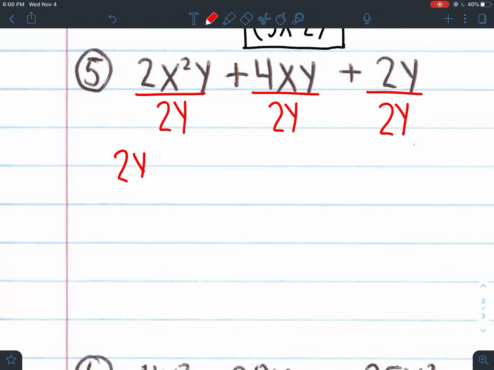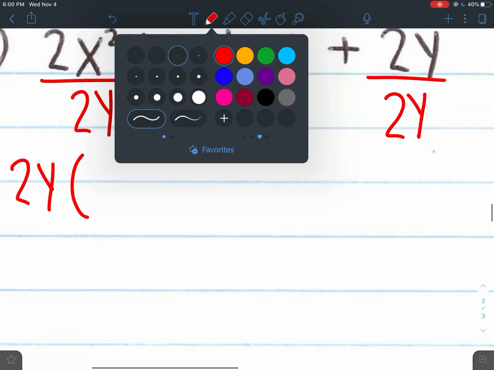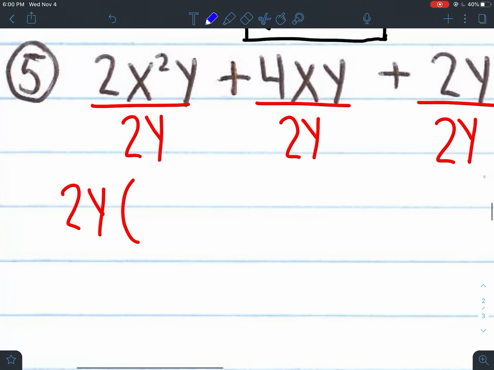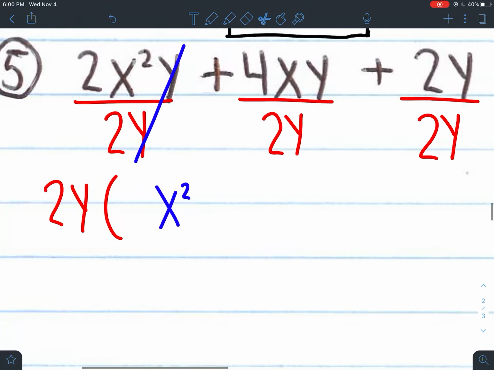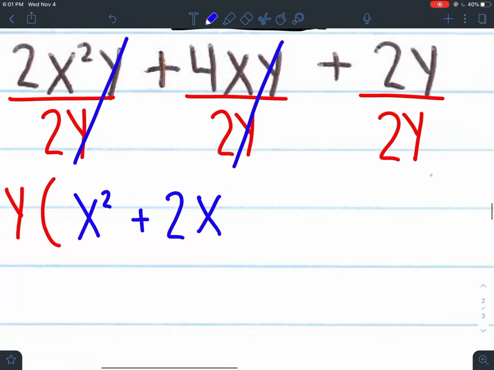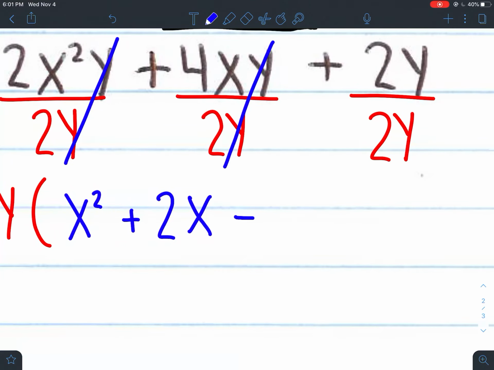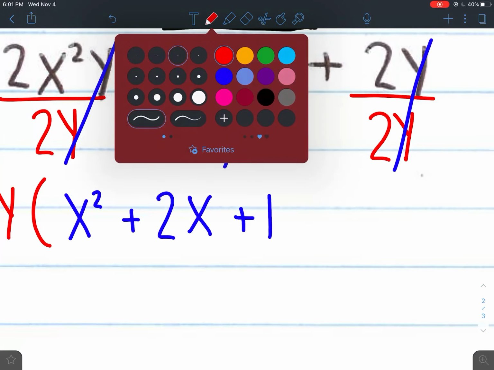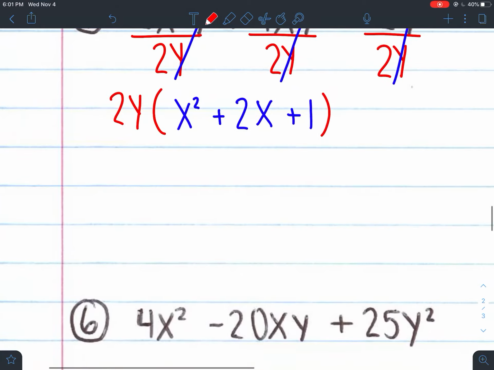Okay, so that 2y is going to go on the outside of my parentheses, and on the inside of my parentheses is my leftover. 2 divided by 2 is 1, so I know I have 1 there, and then I have x squared, and then these y's cancel. Now I don't need that 1 because that x squared is there. And then 4 divided by 2 is going to give me positive 2. My x's stay and my y's cancel. And then I move on. 2 divided by 2 is positive 1, and my y's cancel. I have to have that 1 there because there is no variable attached to it, so I need that there.